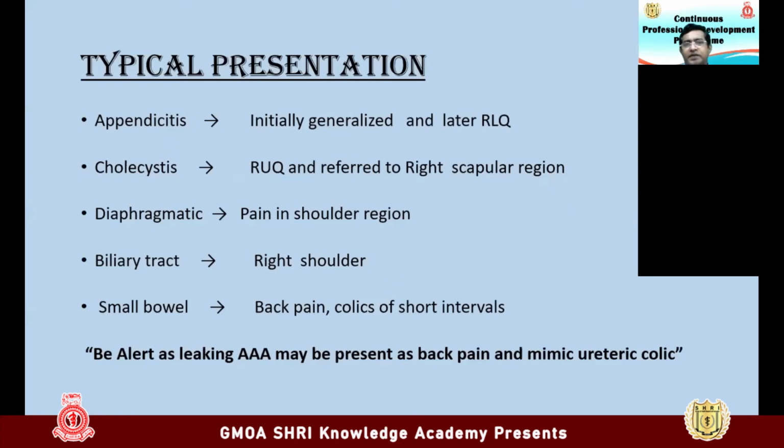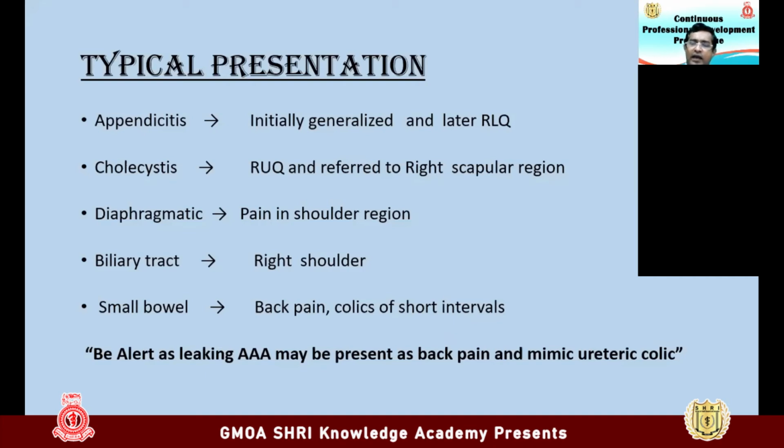Sometimes you will see a typical presentation. That can vary, but usually most of the time those are described as typical presentations. So appendicitis, as I mentioned earlier, is initially generalized, then right lower quadrant. Cholecystitis, due to referred pain, the patient has right upper quadrant tenderness, and pain can radiate to the right scapular region due to this referred pain mechanism. And diaphragmatic irritation, as I mentioned earlier, goes to the right shoulder area. So biliary tract, right shoulder. Small bowel, back pain, colics at short intervals.